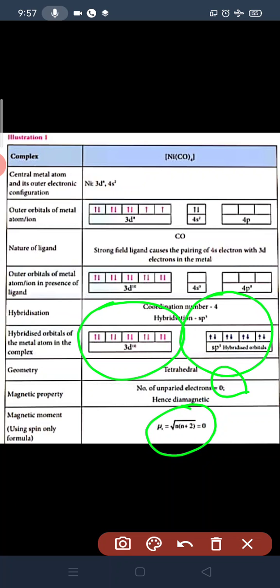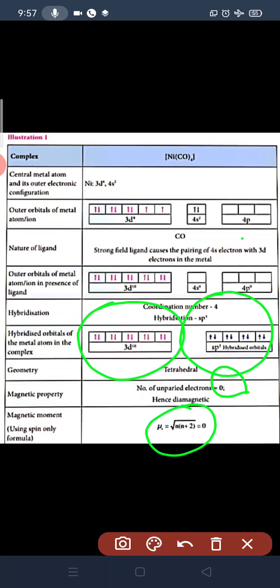So here you can see, based on this valence bond theory you can calculate the magnetic property, geometry, magnetic moment and hybridization. All these can be calculated very clearly using this valence bond theory. So in the afternoon we'll discuss the remaining illustrations. Altogether we have 4 illustrations. I'll discuss 2 more and you can try the third one by yourself.